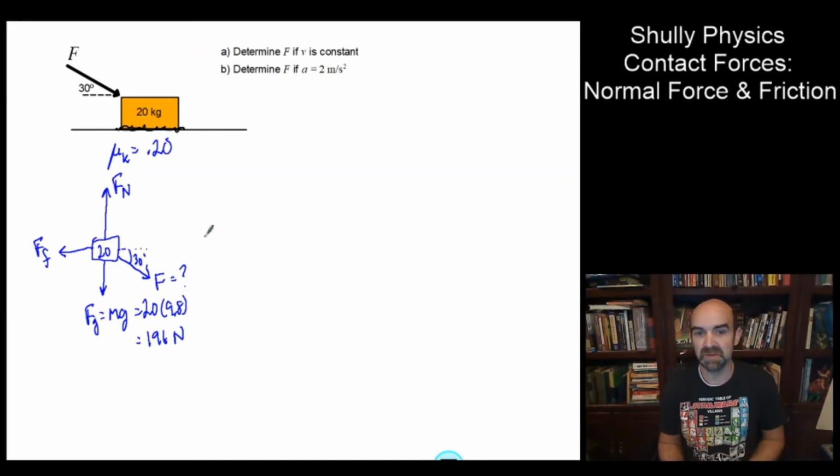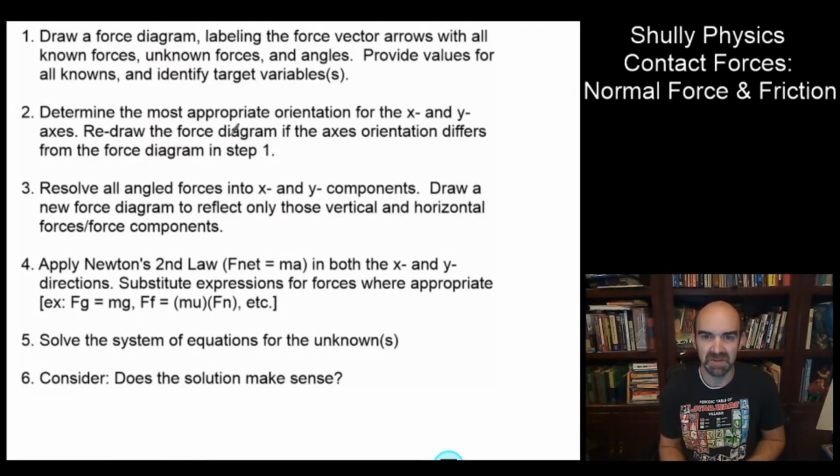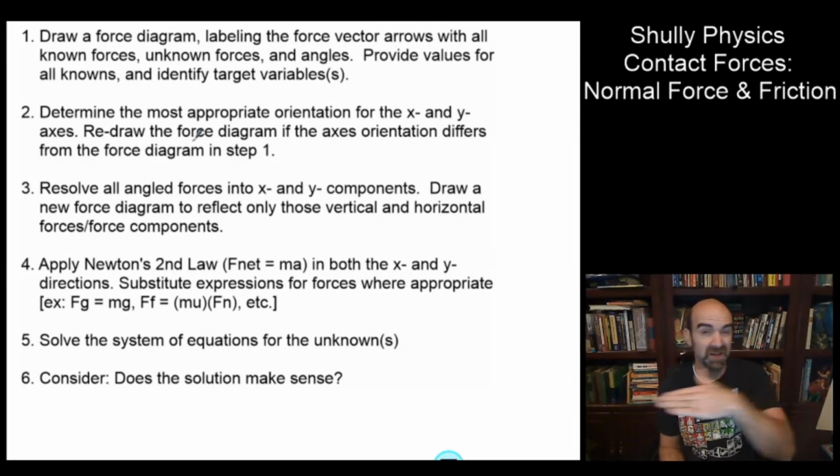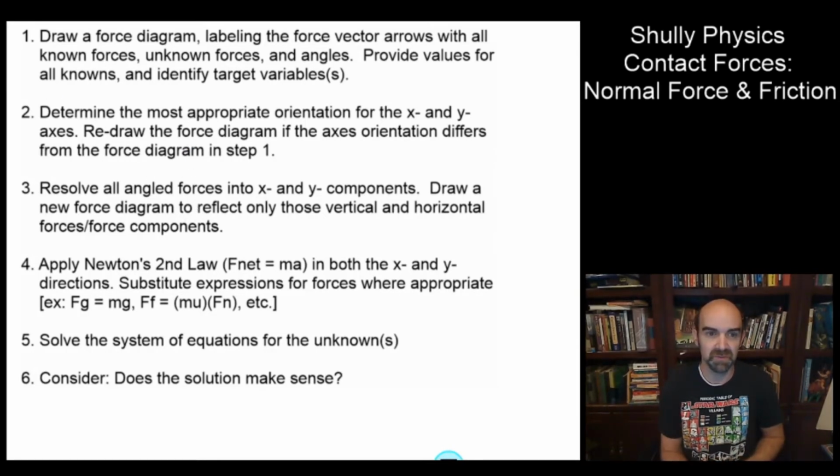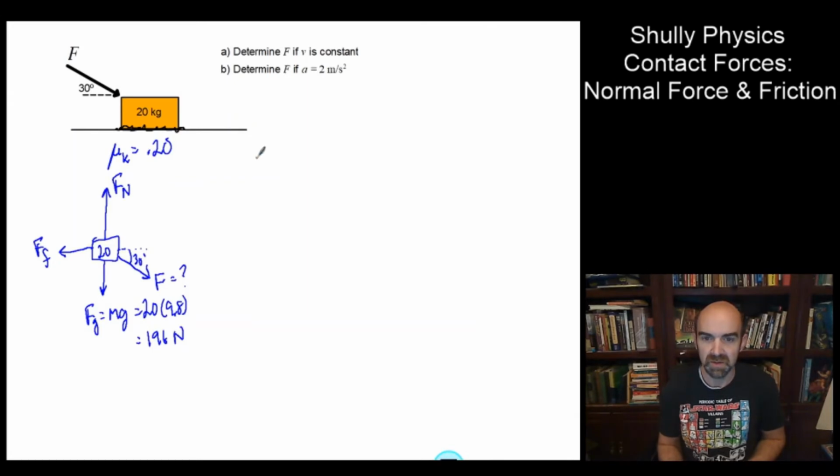Next step, is there an orientation we should respond to? No. I think the right hand direction is the direction it's going to accelerate in, so we want to keep that as our X direction. Now let's resolve the forces and draw a force diagram. Okay, here we go. So new force diagram. I'm going to draw that up here.